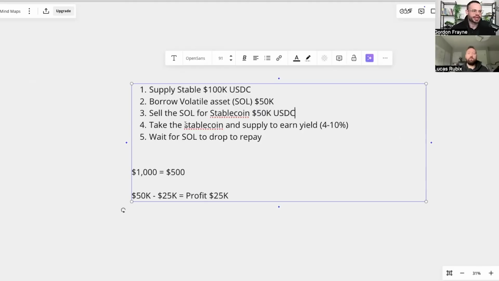Yeah, 100%. Step 4 is optional here, but you could take that stable and then lend it on Aave or a different lending protocol to earn a little bit of yield while you're waiting for Solana to drop. Remember, we will have a bearish outlook on the market by the time we're executing this strategy. And again, for example purposes, let's say Solana drops from $1,000 at the peak to $500 by the time it gets 12 months from the peak. What we can then do is use our 50K worth of stablecoin, but now we only need to repay 25K worth of Solana, because Solana has dropped by 50%, leaving us with a profit of 25K in this particular example.